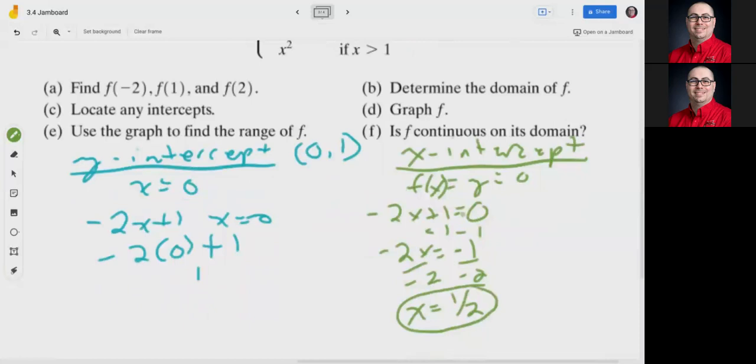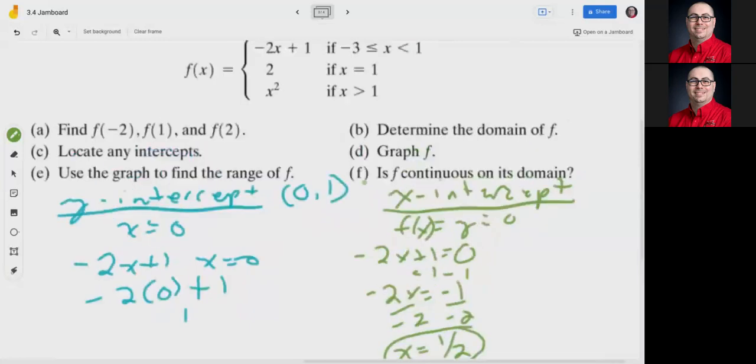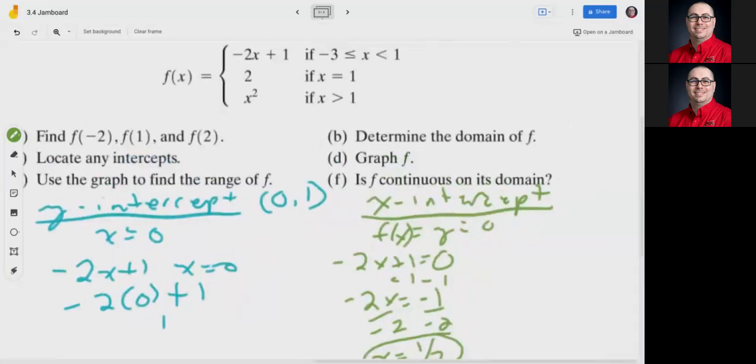So let's look at the next piece. It's 2. Can 2 equal 0? Our next piece is defined as 2. No, that's not going to happen. We don't really have to go any further because there's nothing I can do to make 2 equal 0. So don't need to worry about that.